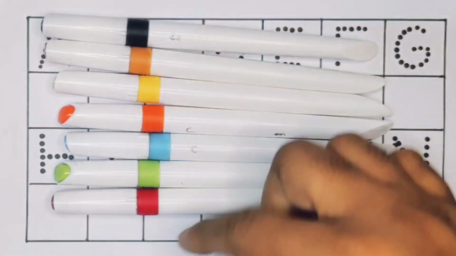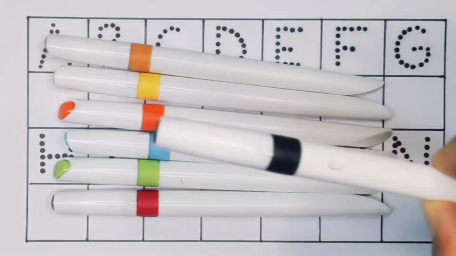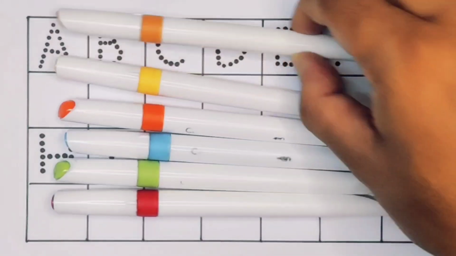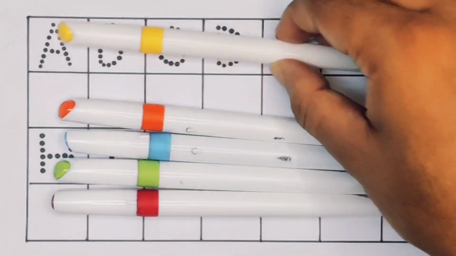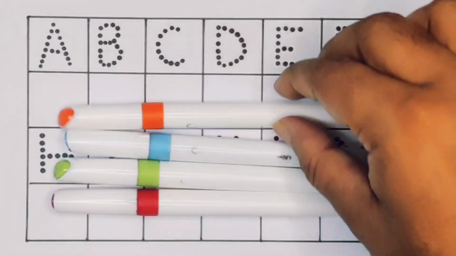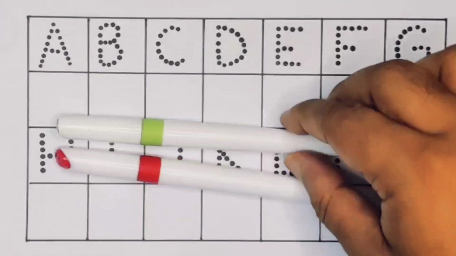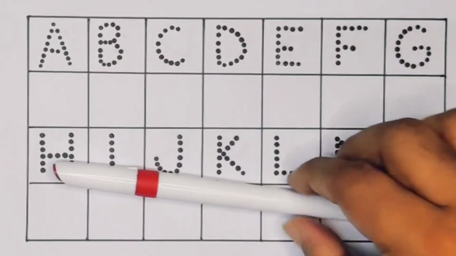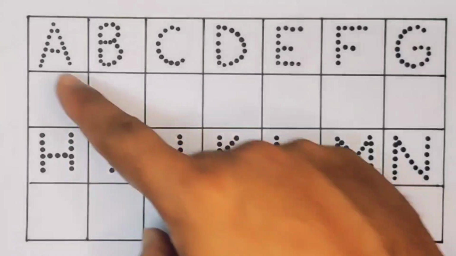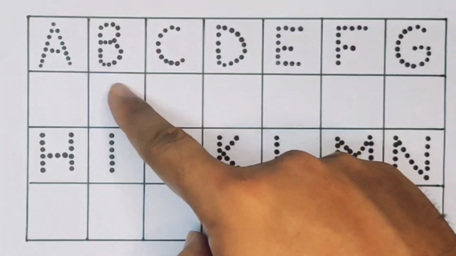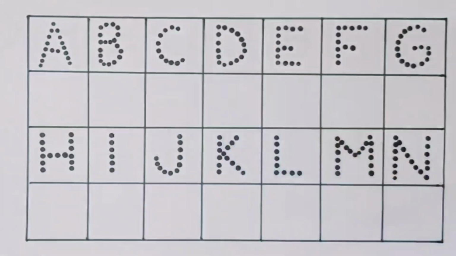First we're going to know the colors name: black color, brown color, yellow color, orange color, sky blue color, light green color, red color. Now let's learn the alphabet A, B, C, D.